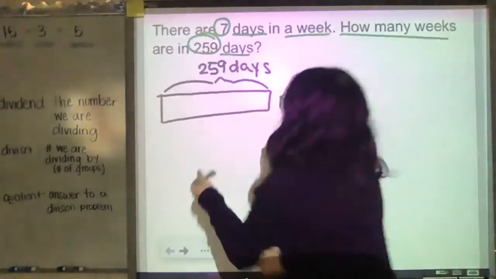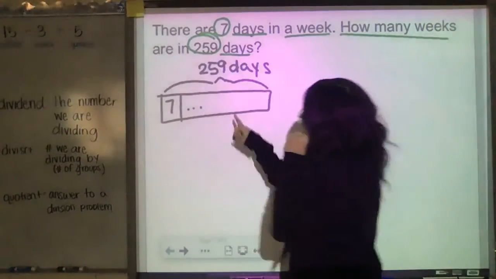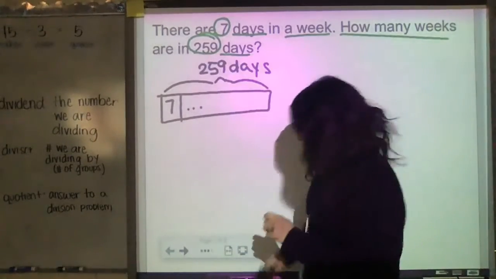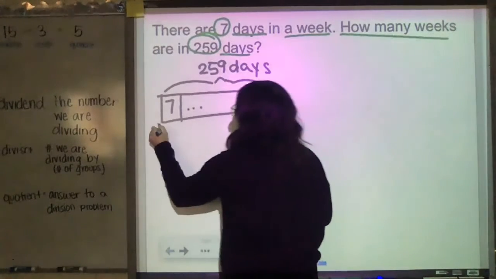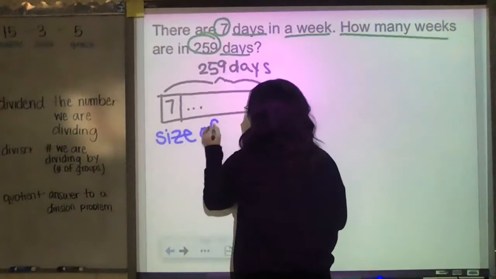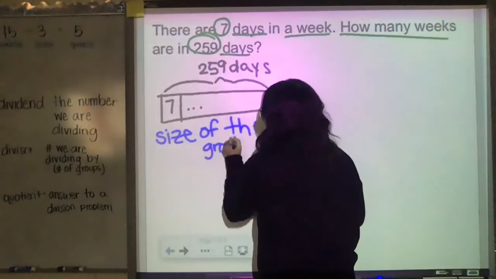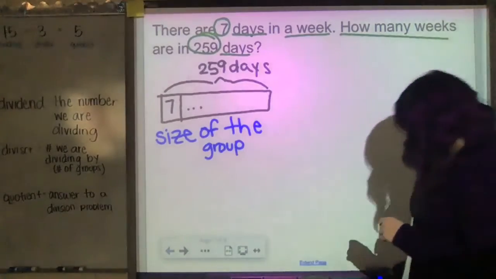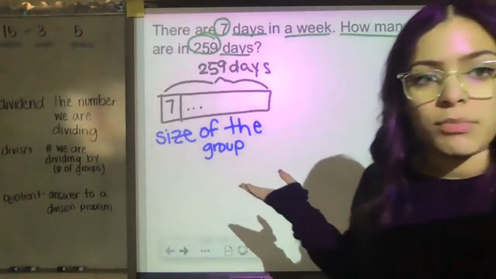I'm thinking, I know 7 days are in a week, but I don't know how many weeks it's going to take to get to 259 days. So at this point, I do not know the number of groups. I only know the size of the group. And that's okay. It just helps put in perspective what I'm trying to find, and it demonstrates that I understand what the problem is asking of me.